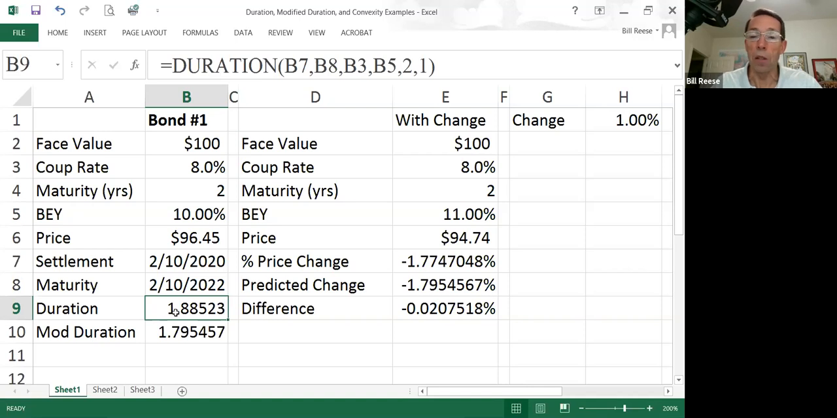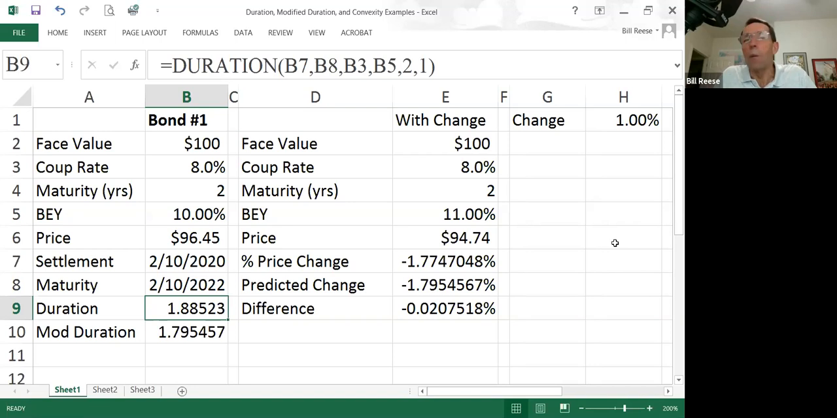1.885 is going to be the duration of the bond. Now, that number will be better understood, what it means, when we calculate a bond's modified duration. The modified duration is simply going to be the duration of the bond divided by 1 plus R. So for bonds that make semi-annual coupon payments, R is going to be the semi-annual yield.